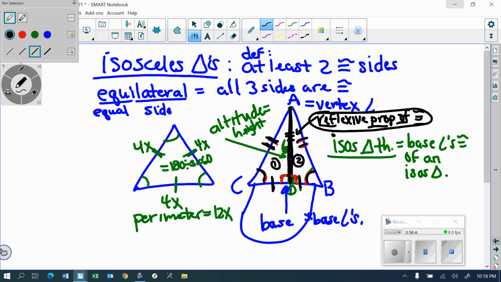And HL works because it's a right triangle. So I have my hypotenuse and I have both legs. I only need one leg. I have a hypotenuse and both legs, so I always have SSS. So in an isosceles triangle, you can prove them congruent in all the ways possible.